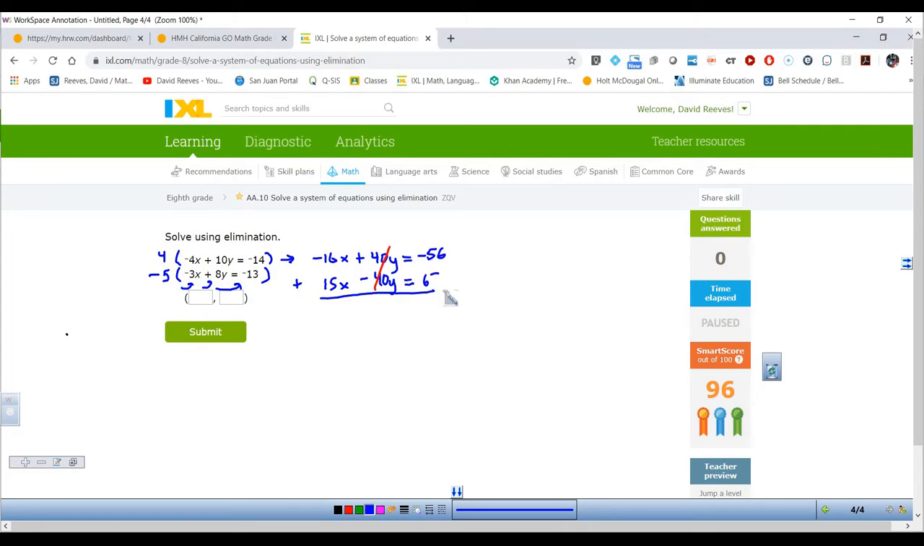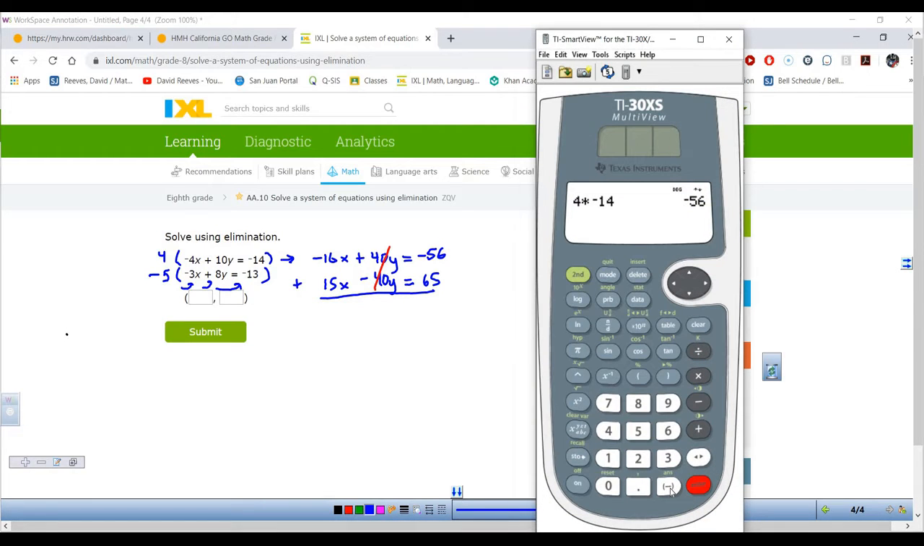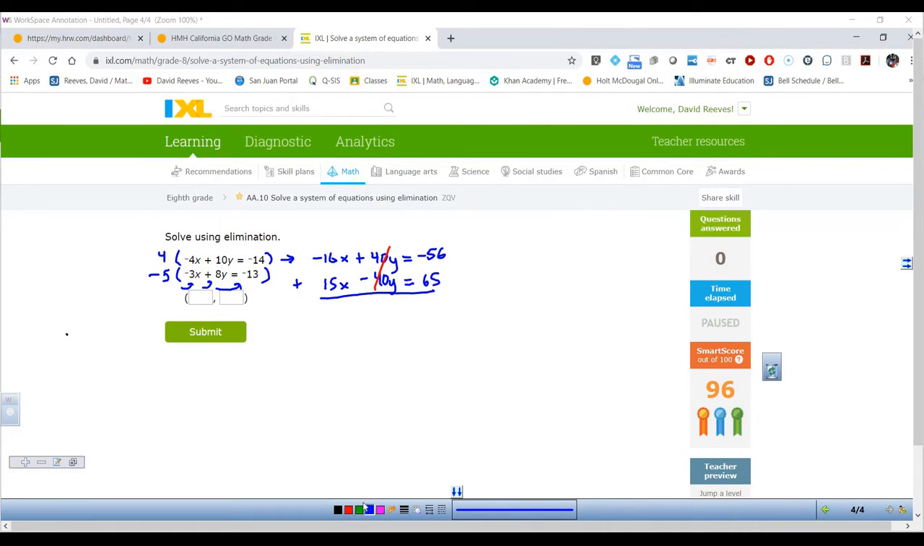It is a positive 65. Again, if you weren't sure, you can use your calculator. A negative 5 times a negative 13 is going to give me a positive 65 as my answer. And now I'm ready to add these together.